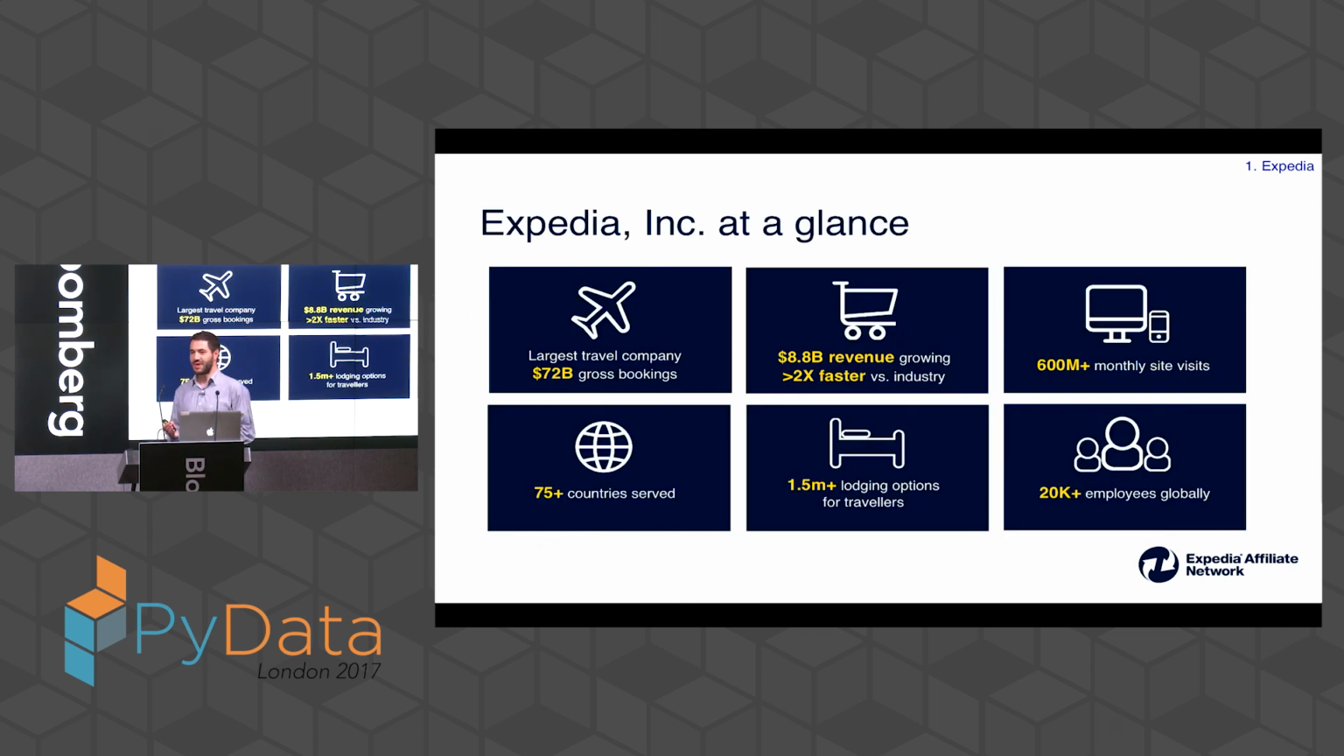A little bit about Expedia. Expedia is one of the largest travel companies in the world. It's about 70 billion in gross bookings and about 9 billion in revenue. So if you think about the number of transactions we have per day, that generates a lot of data that we have a lot of fun with.